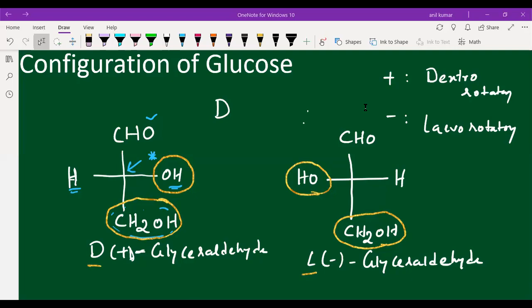Coming to the organic part, what is meant by optical activity? Ability to rotate plane polarized light. Yes, Mujib, that is correct. What you have said, the ability to rotate plane polarized light, we call it optical activity. So, what is meant by plane polarized light?